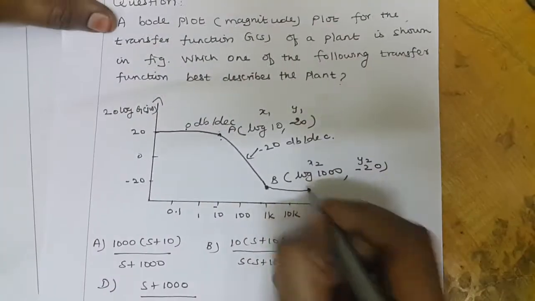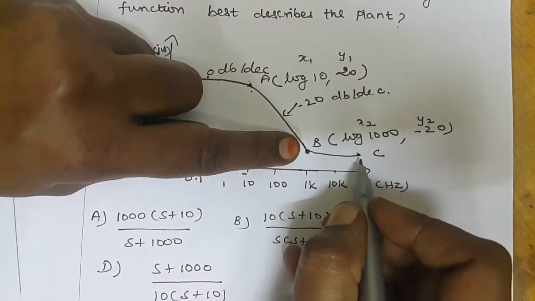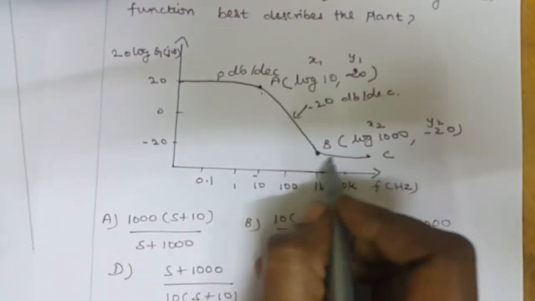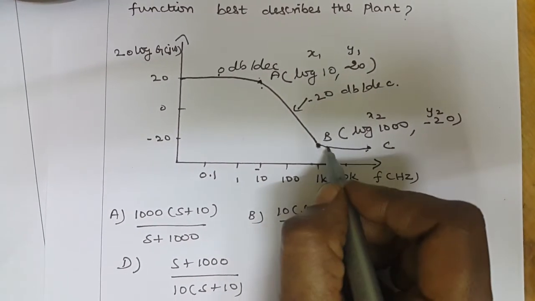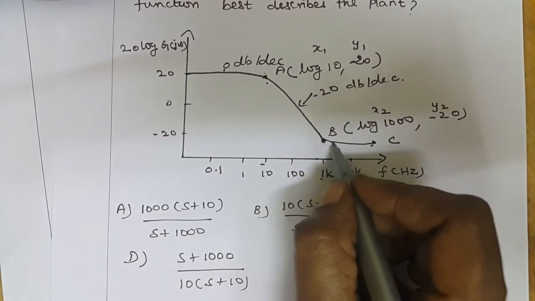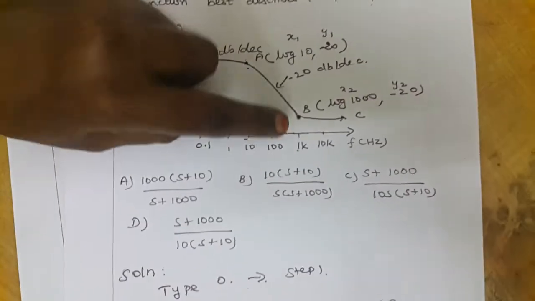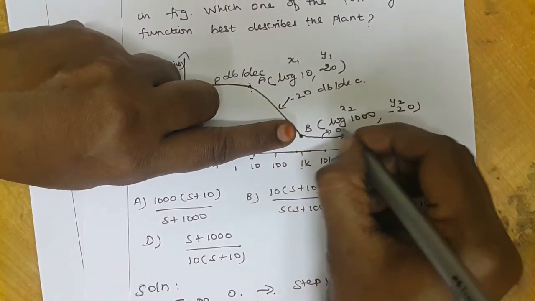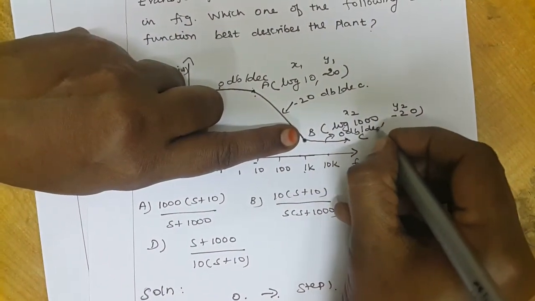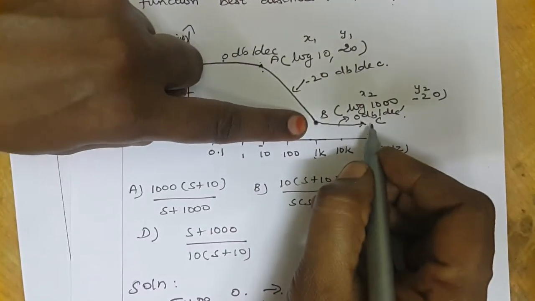Next we have to look at point B and point C. After this 1 kilohertz, there is no change in the magnitude of the transfer function. After this 1 kilohertz, the magnitude is minus 20 dB only. So here the slope will be 0 dB per decade, because there is no change in the y magnitude.